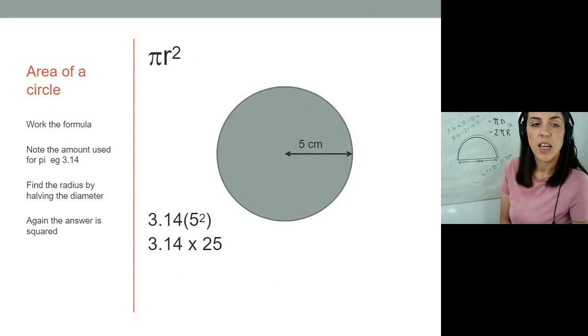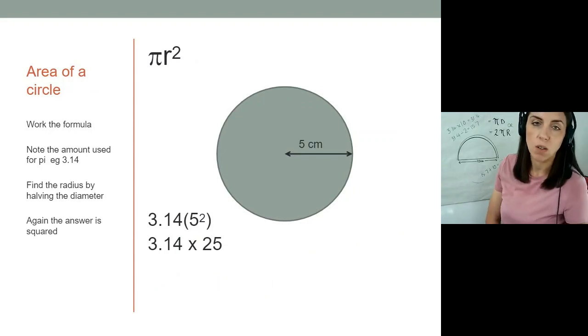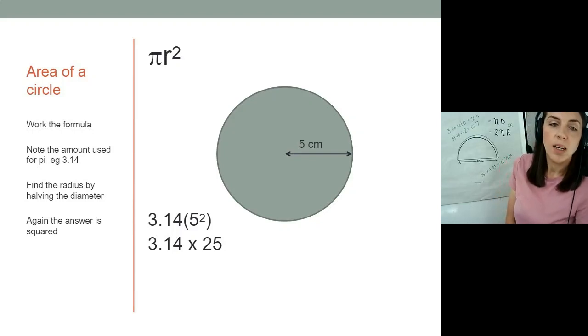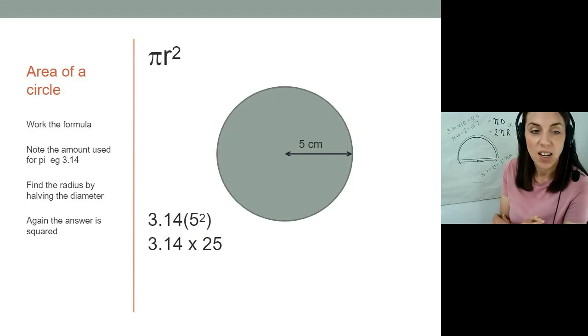Now, we're going to move on to the area of a circle. So, as I mentioned before, when we're looking at circles, we always use pi. The formula for the area of a circle is pi r squared. So the amount I've used for pi here again is 3.14.